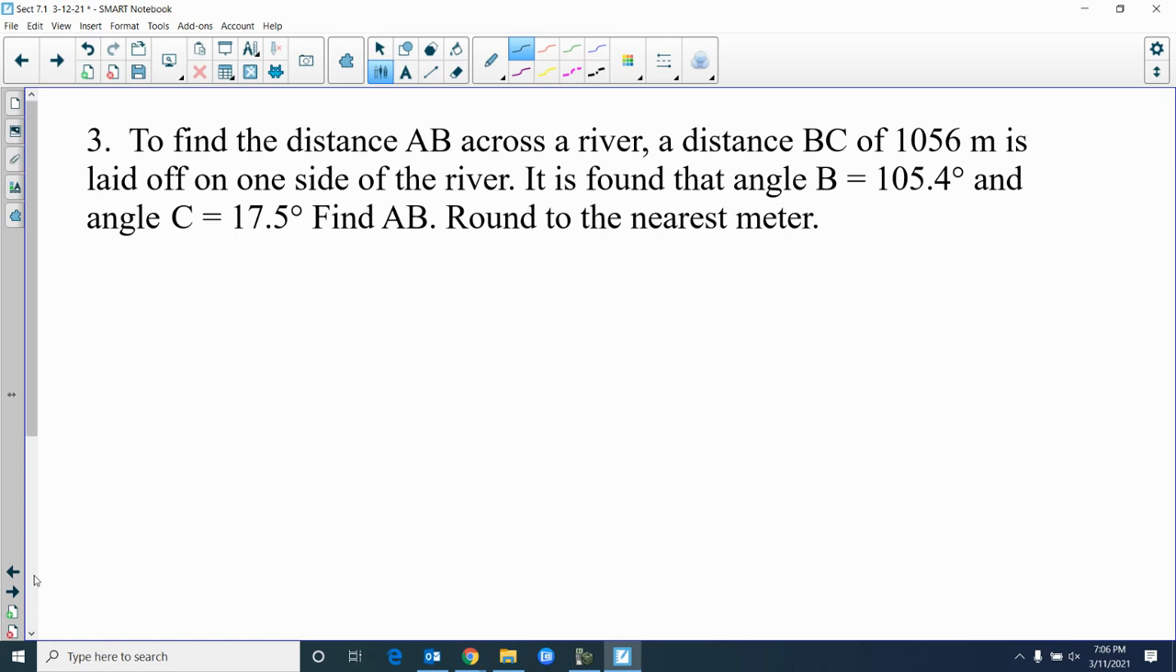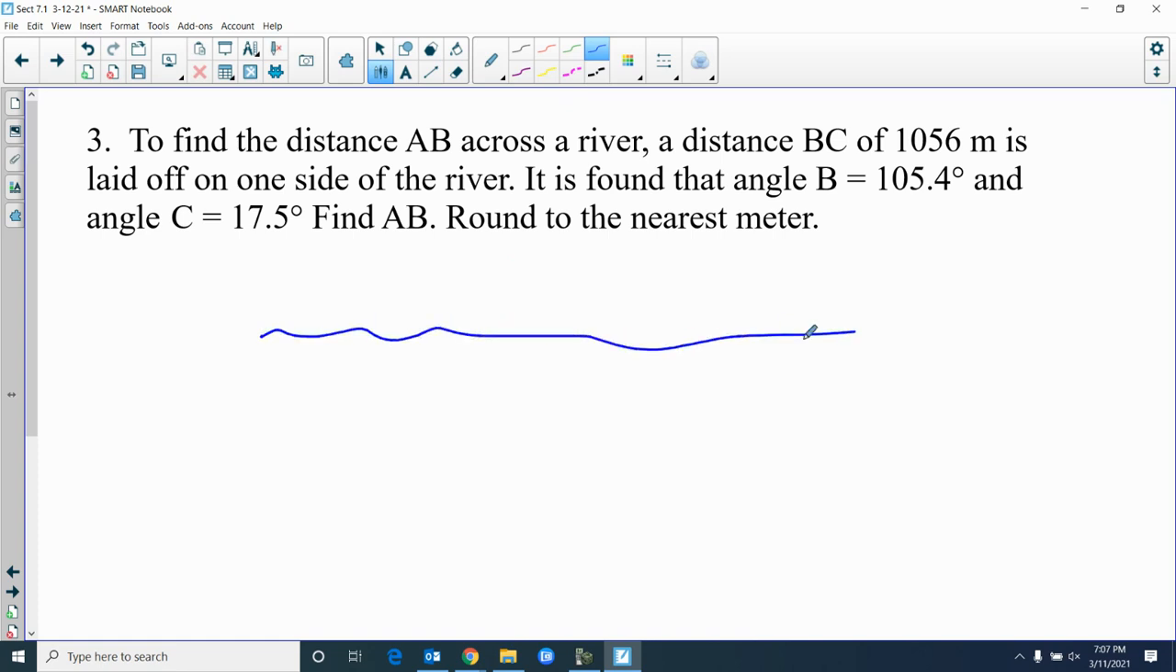A lot of times, make sure you read this and are able to draw out the scenario. It says to find the distance AB across a river, a distance BC of 1,056 meters is laid off on one side of the river. It is found that angle B equals 105.4 degrees and angle C equals 17.5 degrees. Find AB, round to the nearest meter.